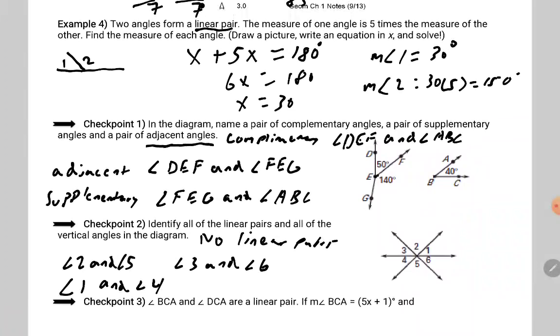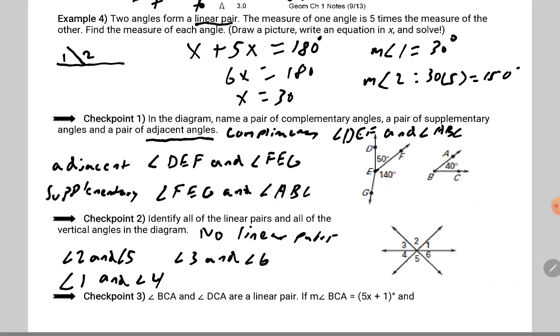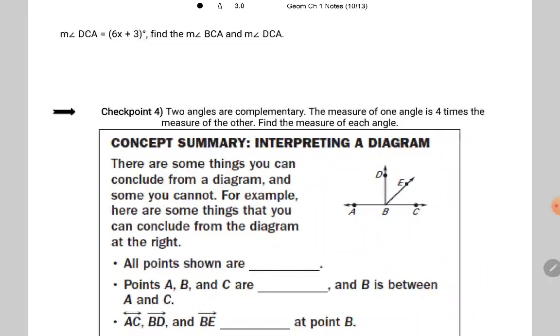Oh, and then the last, or not the last one, angle BCA and angle DCA are a linear pair. If the measure of, I'm gonna have to rewrite this one. So they say the measure of angle BCA is equal to 5x plus 1 degree. And they said that they are a linear pair, so they add up to 180.